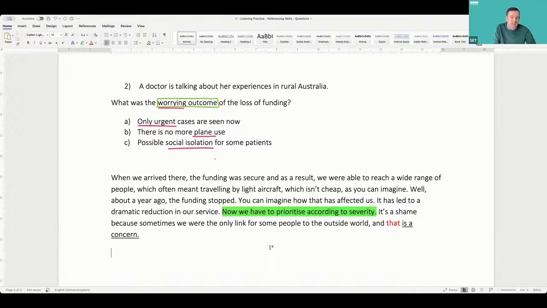People fell into the trap there. Referencing is really important. Okay, what about this? What does that mean in the middle here? The funding stop. Lack of funds. Funding stop.